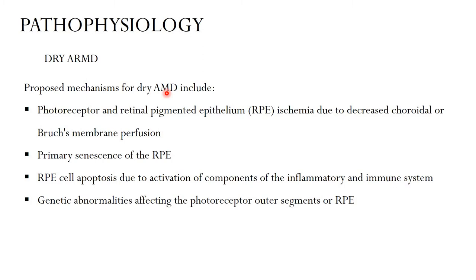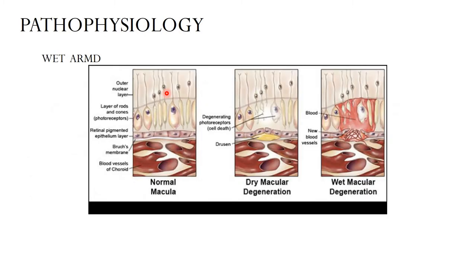Then there would be genetic abnormalities which affect the photoreceptor. So this is how you can differentiate what is dry and wet. As I said, there would be a hemorrhage in the wet. You will be able to see the breakage and then the blood being popped in, whereas in the case of a dry, there is only a local apoptosis, or there would be geographical atrophies.